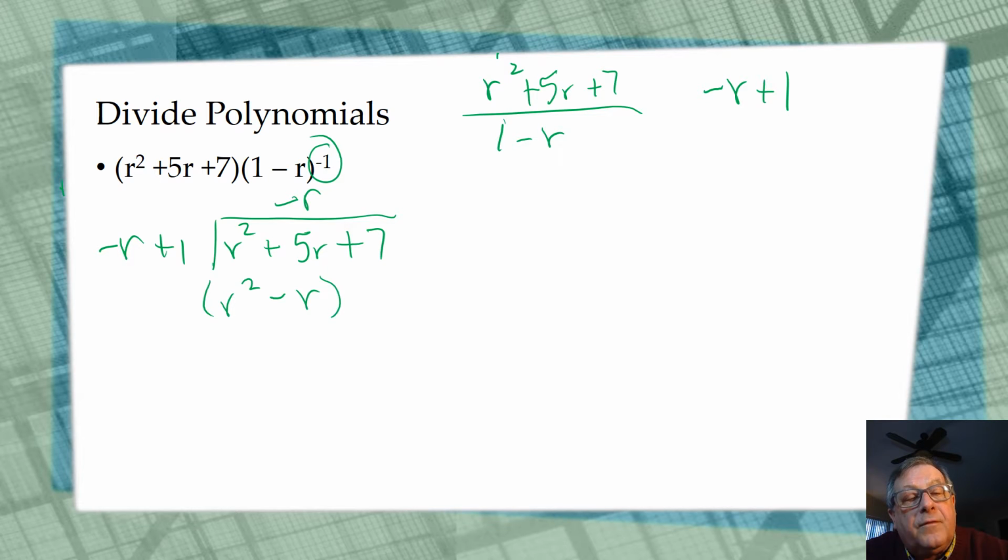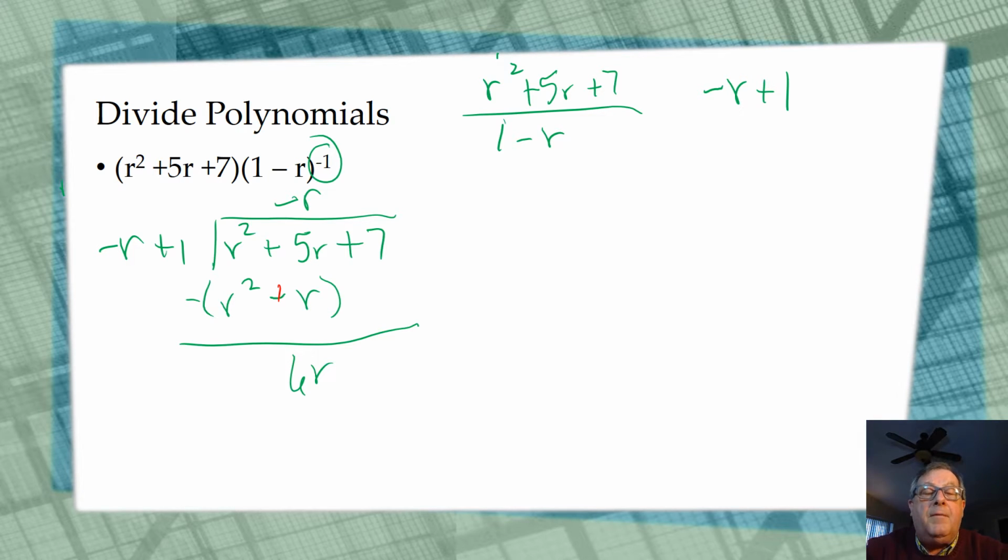Let's put that in parentheses. Let's put a little negative up there. That's to remind us to change the signs. What's in there? So let's see, r squared minus r squared, of course, is 0. And 5r plus r, remember this is going to go to a plus, is 6r.